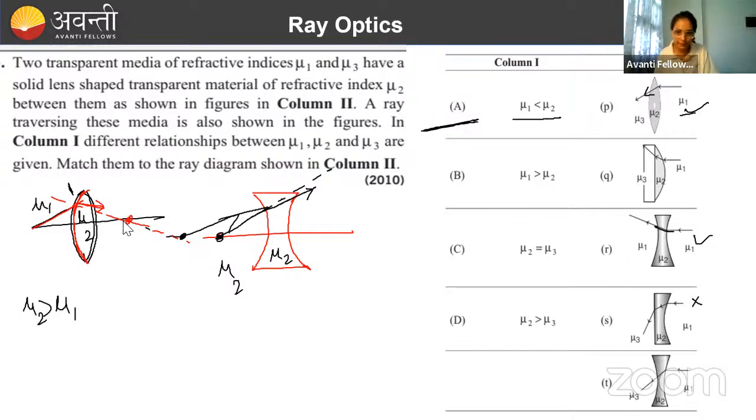Ray of light is bending. No, in case of T, it is bending away from the normal. Done. You just need to match with these two curvatures.